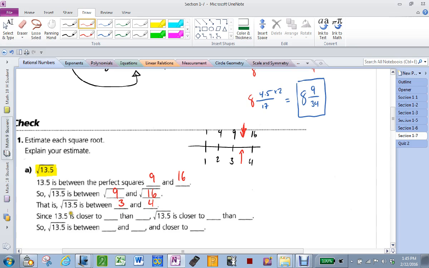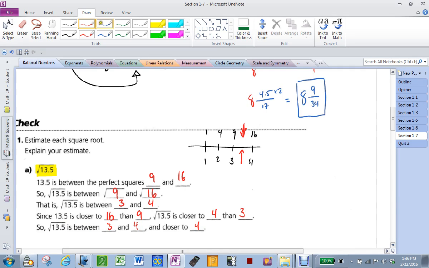Is 13.5 closer to 9 or 16? 16. So that must mean the square root must be closer to the square root of 16, which is 4, than it is to 3. So root 13.5 is between 3 and 4 and closer to 4. Does everybody follow the thinking to answer this question?